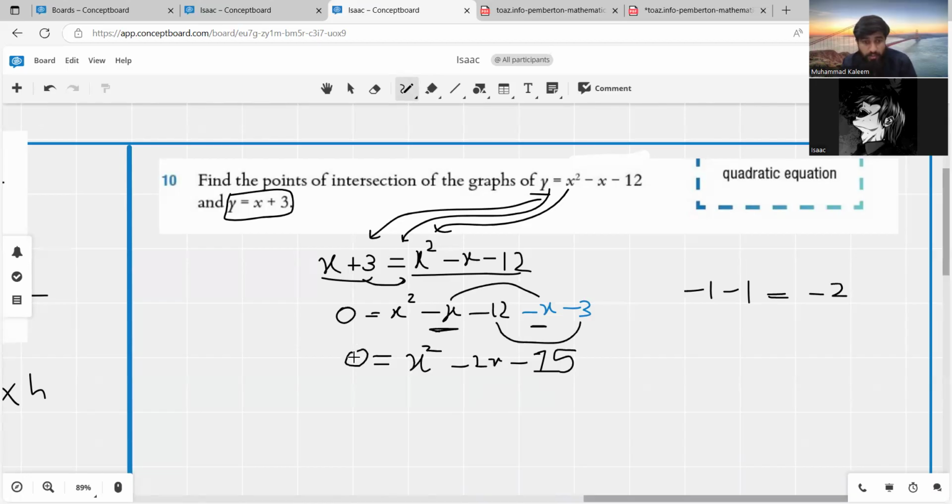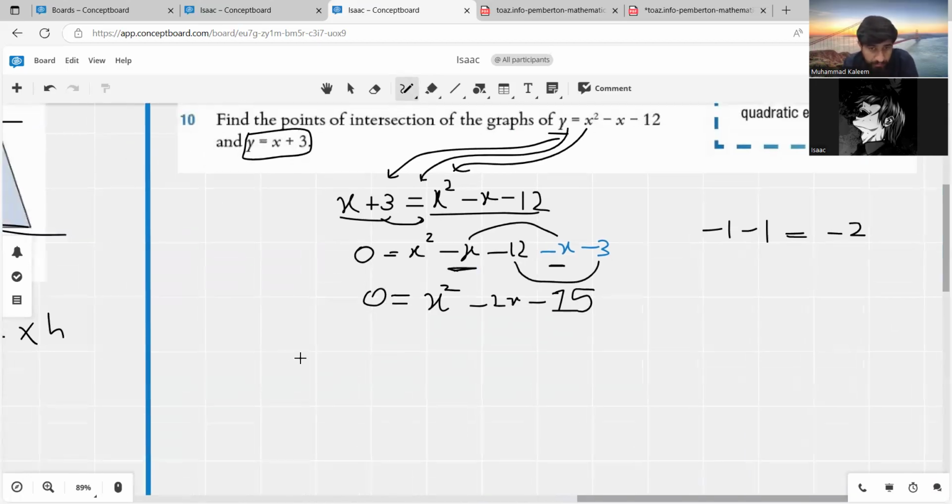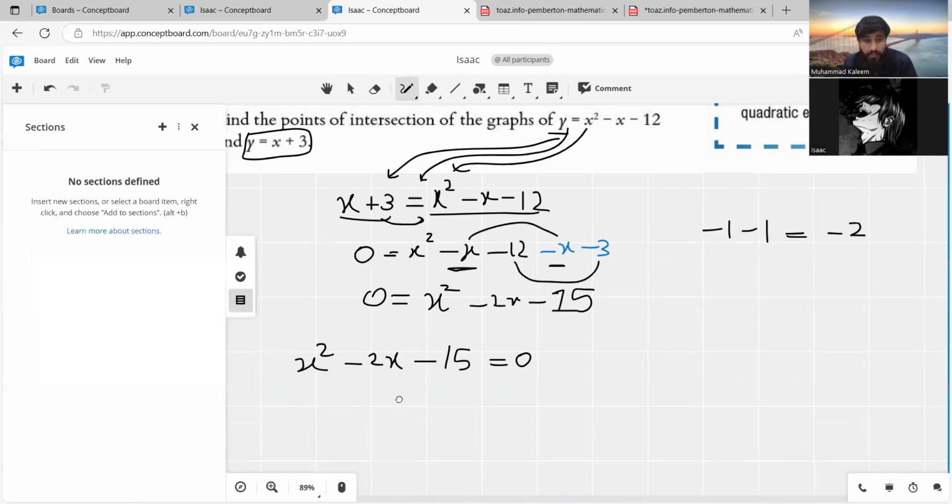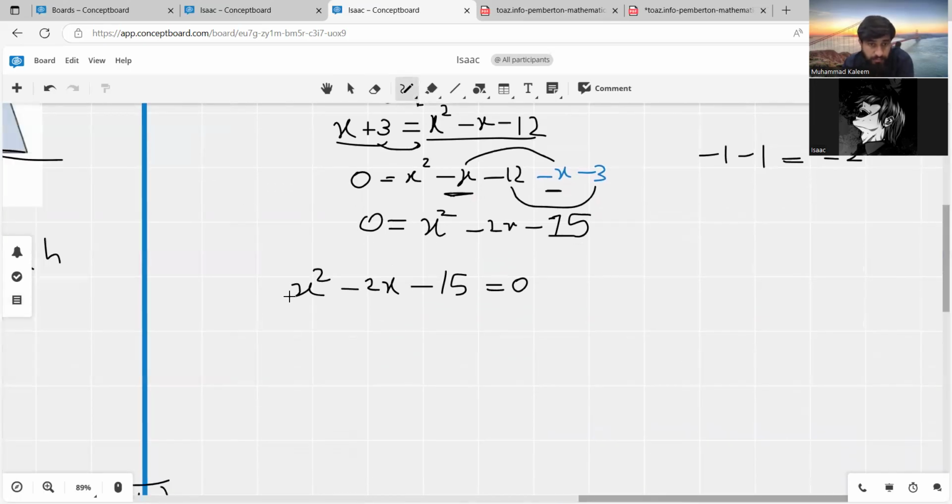So this is a quadratic equation. We can implement any method. It's our choice which method we want to apply, because they did not mention one. If they mention a method, in that case, we must implement that one. If they did not mention it, then you can use any. It's up to you. So you can implement factorization or you can implement the quadratic formula.